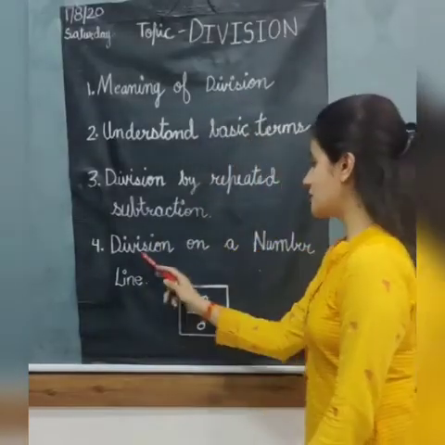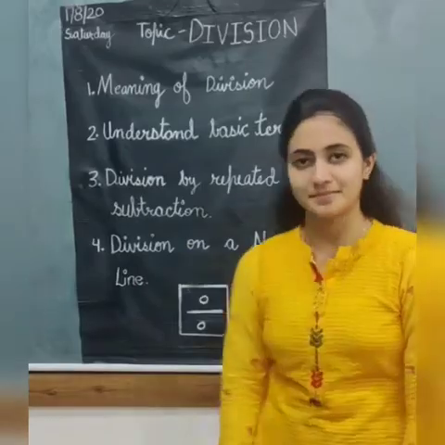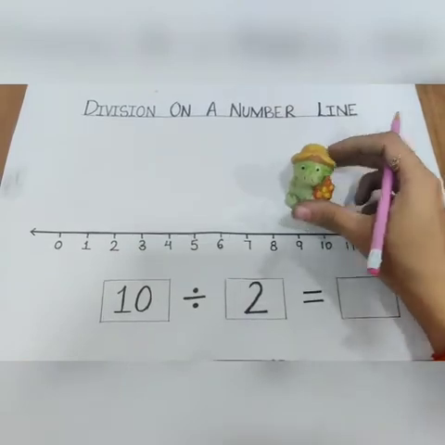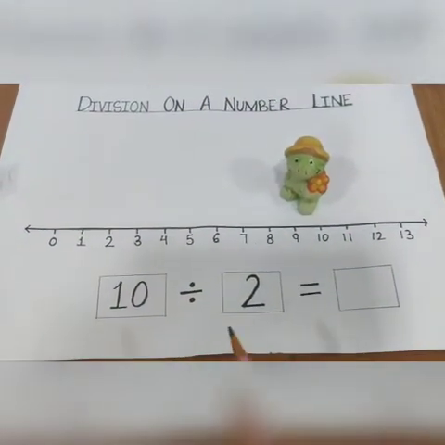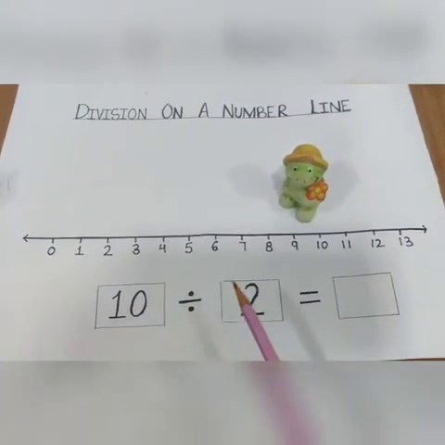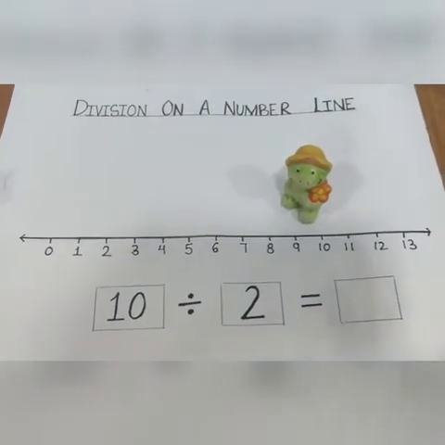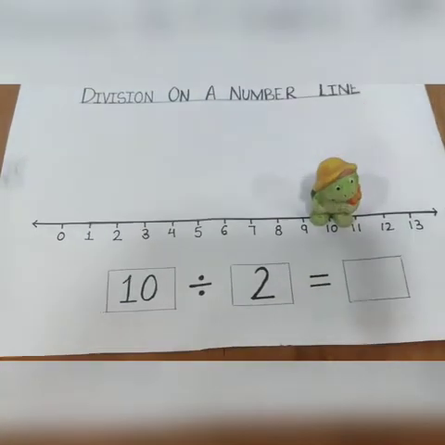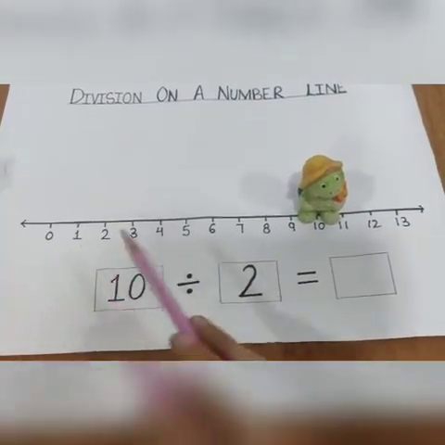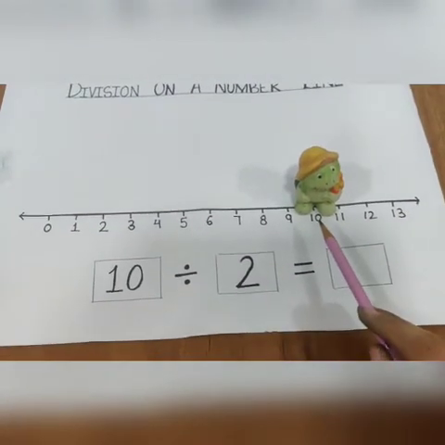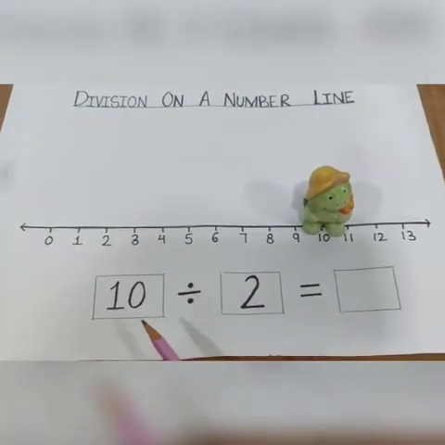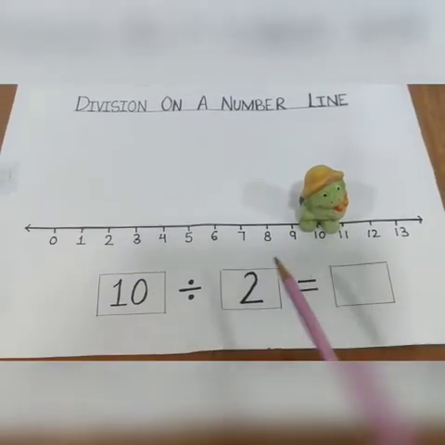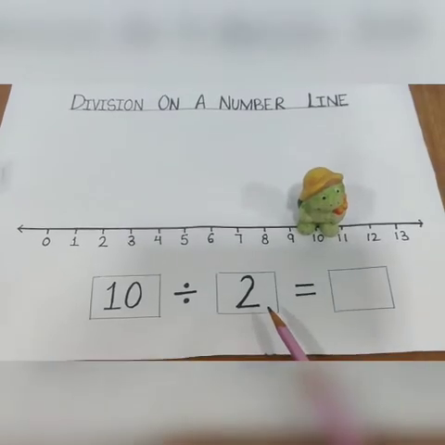Now let us start division on a number line. Now we will do division with the help of a tortoise on the number line. We have to divide 10 by 2. So the tortoise will start with the number 10. Always remember, when we have to divide on the number line, we always start with the dividend. In this question, our dividend is 10. So we will start with the number 10. And now we have to divide it by 2.